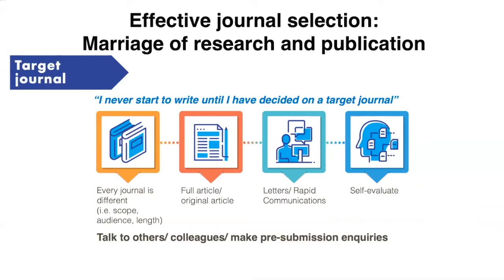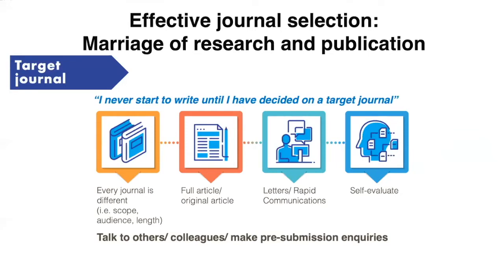Each journal has different scopes, different audiences, different lengths, and the key word there is audience. Your readership at different journals is potentially going to be different. What kind of article are you going to be writing? Will it be a letter, a rapid communication? I hope that over the course of this training series, our webinars, you will develop the ability to self-evaluate your articles and your research and start to think, where would I be able to publish this article? So journal selection is very important.